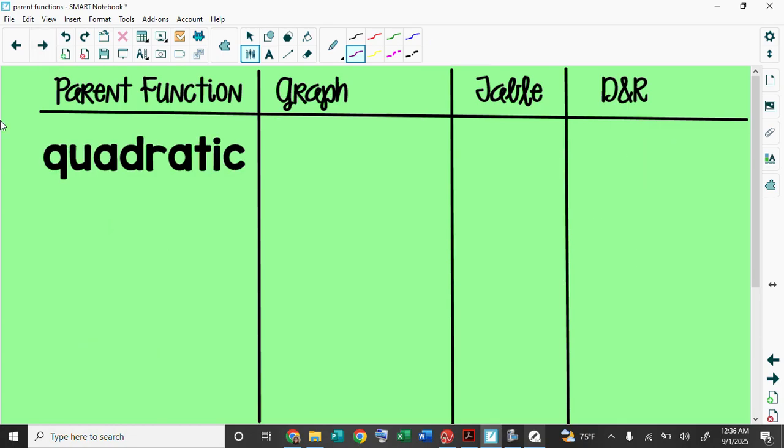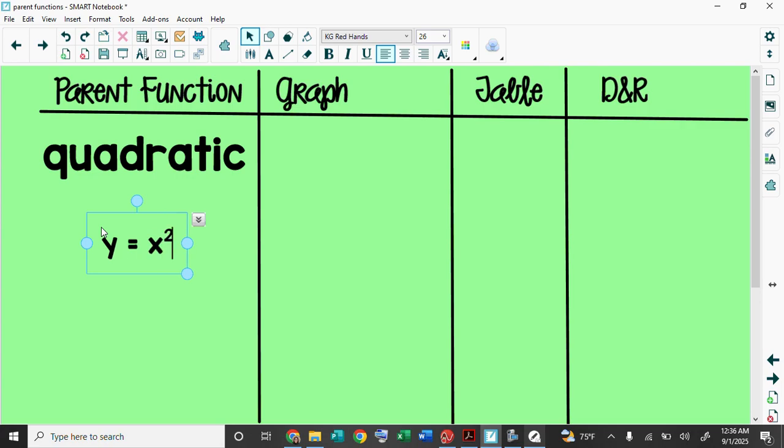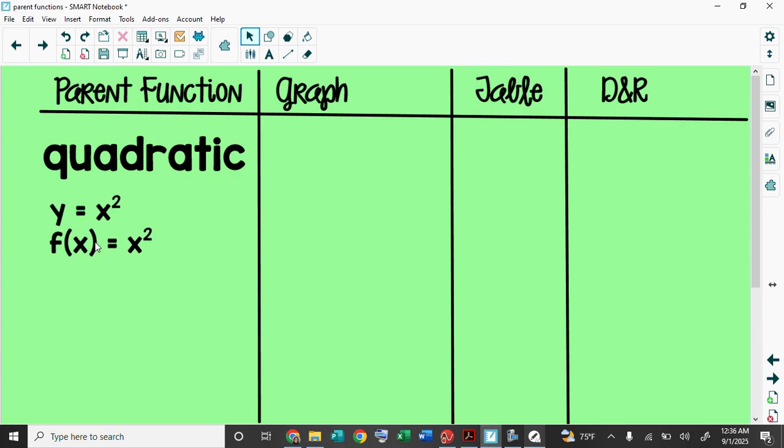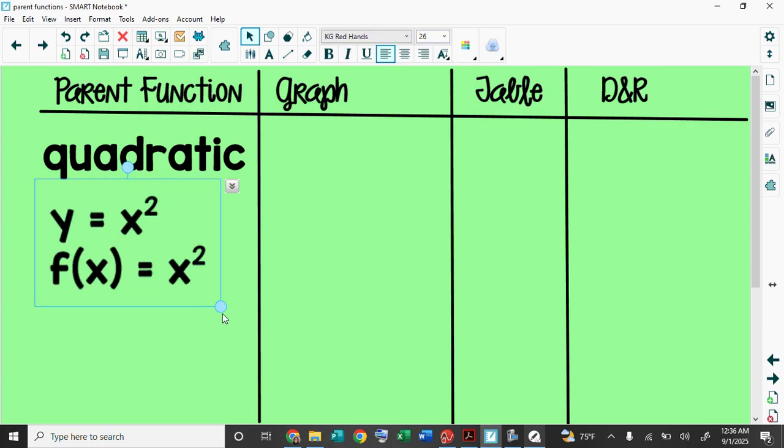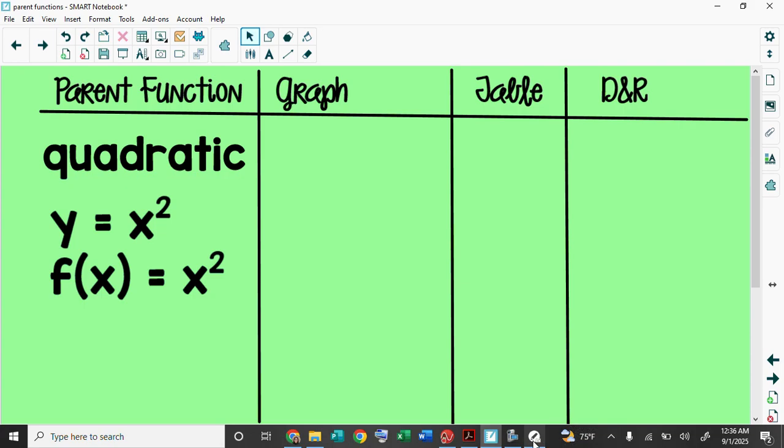So my next one is my quadratic function. And so my quadratic function is y equals x squared. It can also equal f of x equals x squared, because y and f of x are the same thing. So y equals x squared and f of x equals x squared.